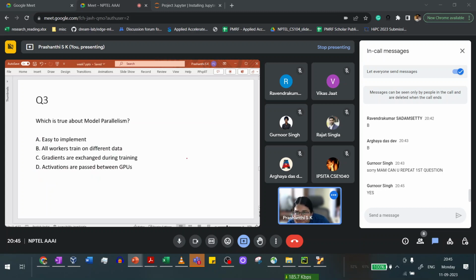Okay. So let's see, which of the following is true about model parallelism? Easy to implement. All workers train on different data. Gradients are exchanged during training. Activations are passed between GPUs.